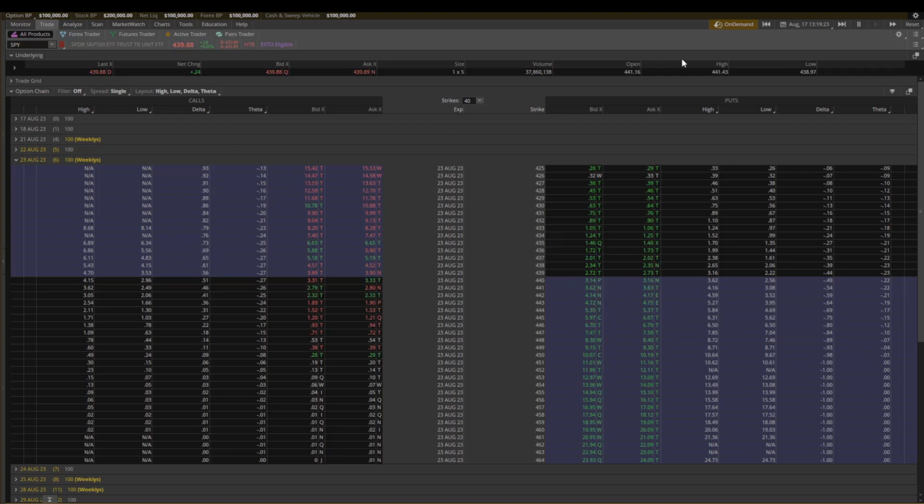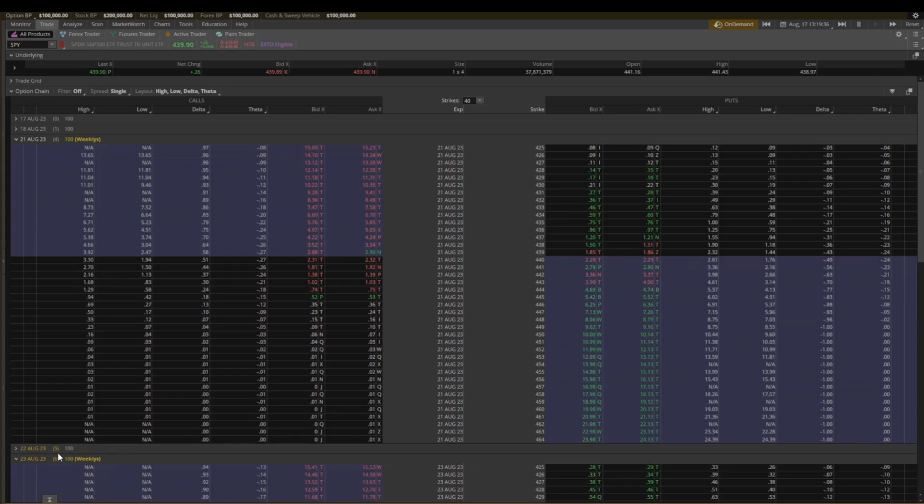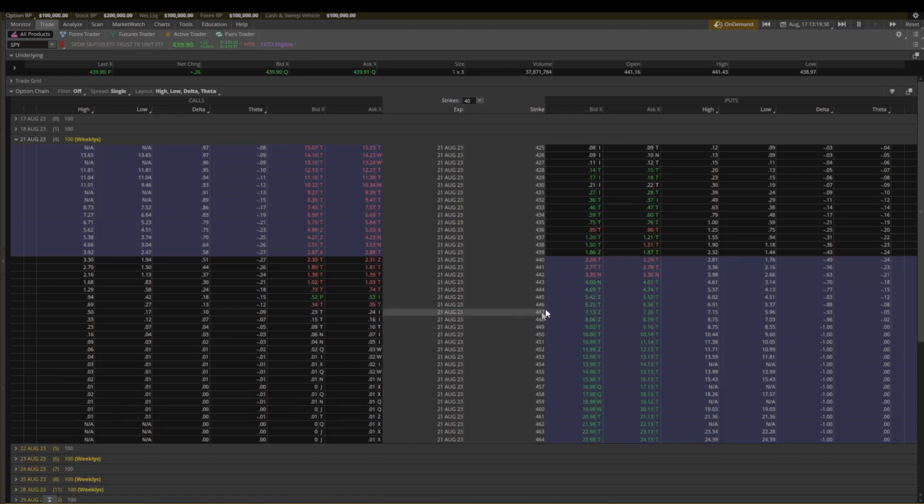Gosh, what date am I on here? August 17th. All right. So effectively, we want to go about 3 days to expiration or 2 days to expiration. So this would have been the following Monday. Sorry, I got a little confused here. Going back and running over stuff that I've done, kind of nuts sometimes.